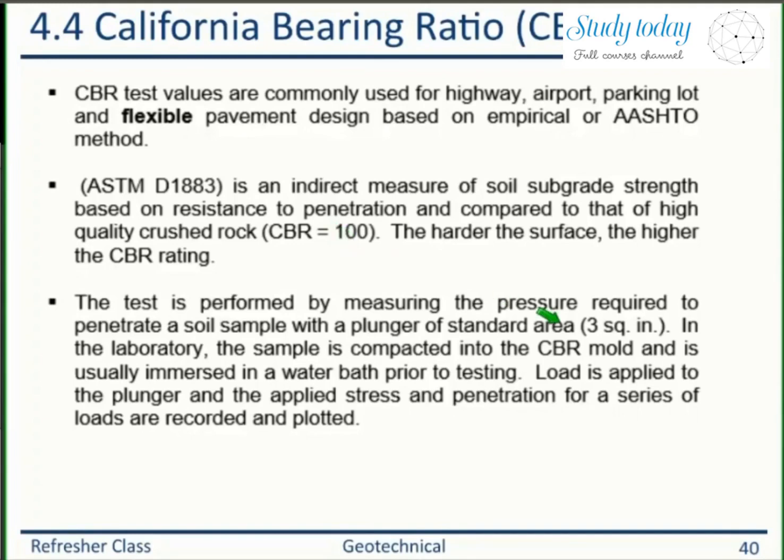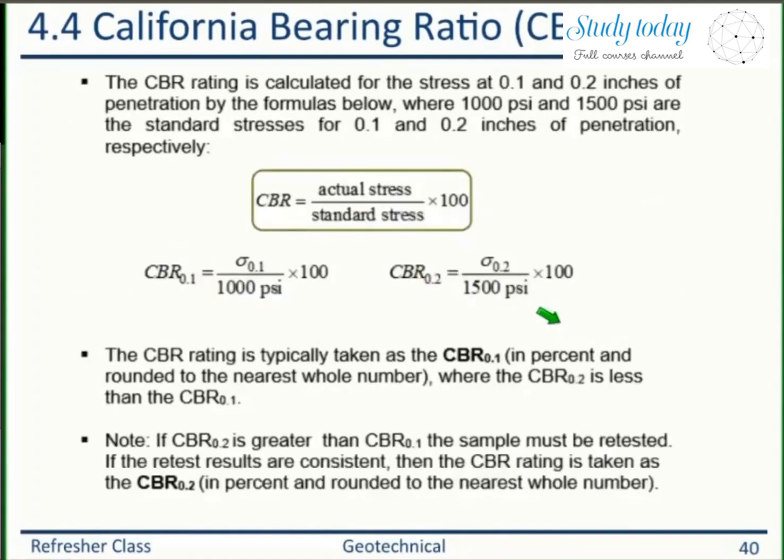The CBR test is performed by using a 3-inch square diameter plunger penetrating into the soil mold. Once you prepare the soil specimen in the CBR mold, which is like your Proctor mold, you will immerse the specimen in water for 24 hours. That reflects, let's say, flooding conditions on your highway. After that, you put the load on the plunger and record the penetration.